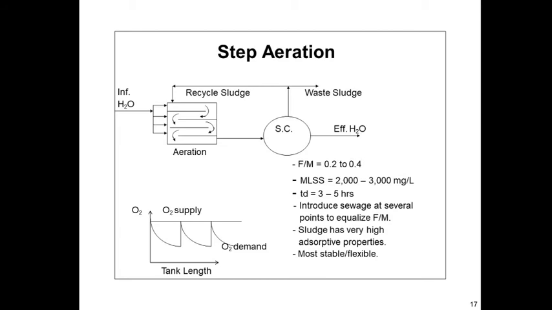And the first one is step aeration. Okay. So step aeration is a process in which the wastewater is introduced at several points in the aeration tank while the return sludge is introduced at the head, as shown in the figure. So you can see that is the inflow of wastewater, and this is the aeration tank, and this is the excess sludge.